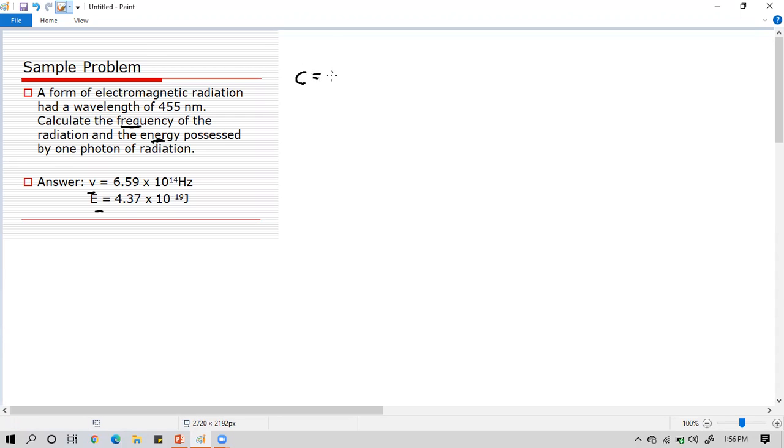So we have a formula, c equals lambda times nu, which was discussed throughout the discussion, where lambda is the wavelength in meters, c is the constant speed of light or the velocity of light, and nu is the frequency. So, let's just rearrange the equation and turn it into c over lambda. Since c is always constant, 2.998 times 10 raised to 8 meters per second, all over lambda, which is 455 nanometers. But let's convert it into meters.